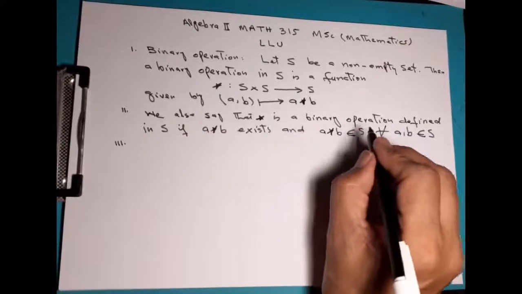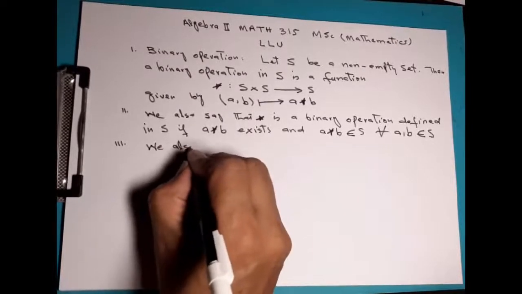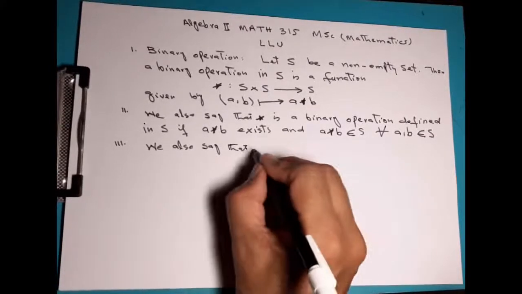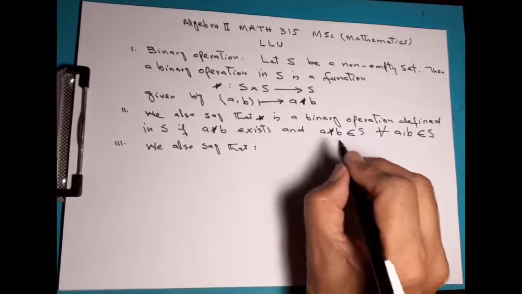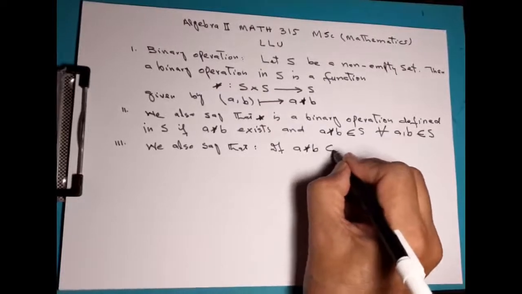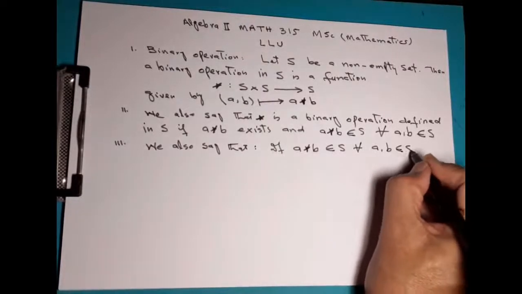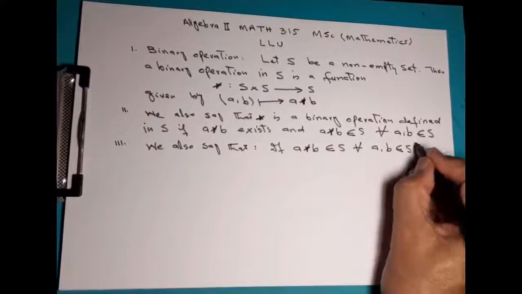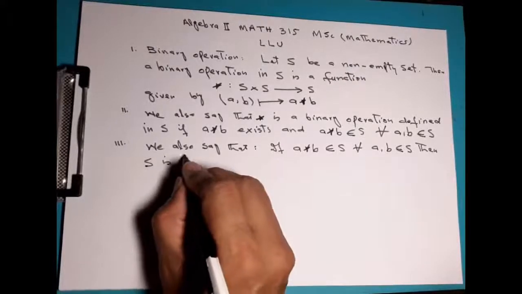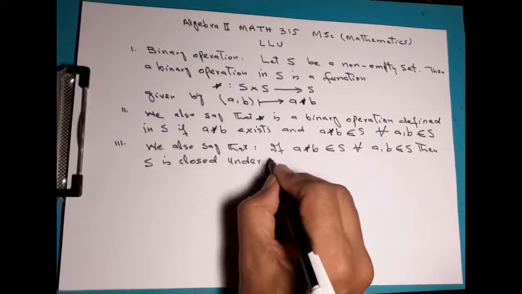Thirdly, we also say that if A star B belongs to S, for all A, B belonging to S, then S is closed under star.